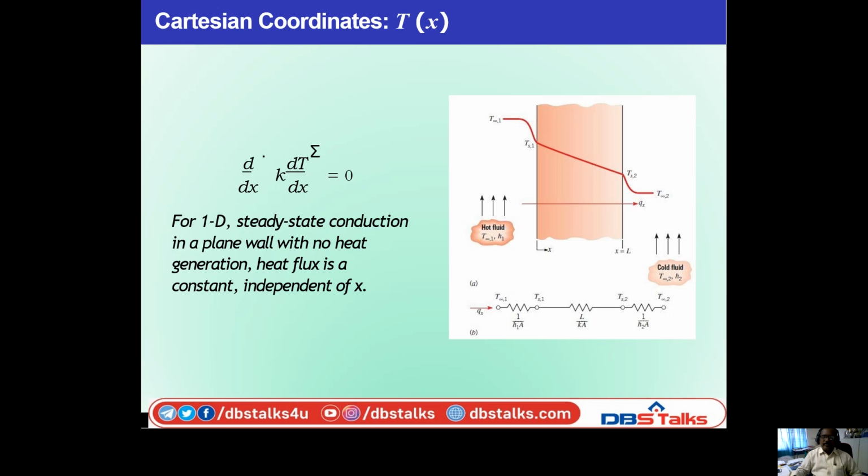On the other side there will be a cold fluid. On the left side, since it is a hot fluid, the temperature is T1 infinity. The hot fluid is touching this plane wall surface, so when it reaches the plane wall, the surface temperature is TS1. TS1 means the surface temperature on the hot side.